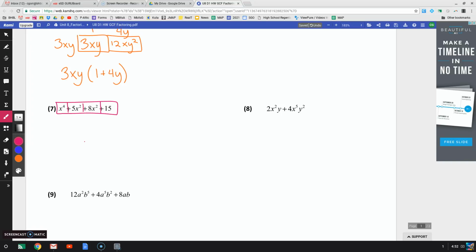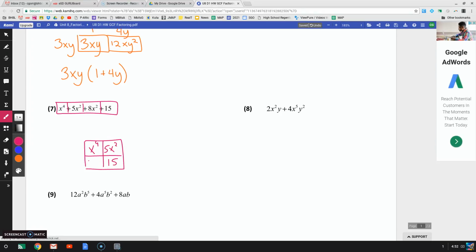I'm going to try a 2x2 box. In my 2x2 box, I'm going to put an x to the 4th, my highest power, in the left, my 15 in the bottom right, and my 5x squared and my 8x squared. Doesn't really matter where they go. And I'm going to, again, try to look for a pattern. So how could I get an x to the 4th? Well, maybe that's an x squared. If that's an x squared, then this is an x squared. Okay, so far so good.